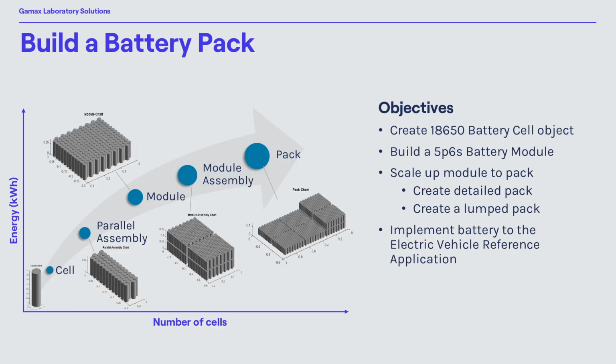But speaking of a specific battery pack and specific objectives of this webinar, we are going to take a look at how you can create an 18650 battery cell object, and we will use this 18650 battery cell to build a 5PCX6S battery module, and we will scale up our module to pack level. And here we will create two variants of the model. We will create one detailed battery pack, and we will create one simplified or lumped battery pack.